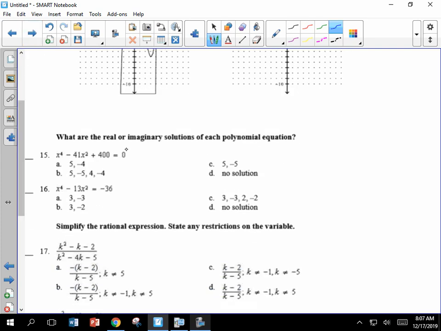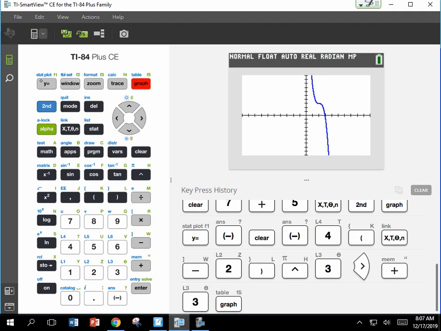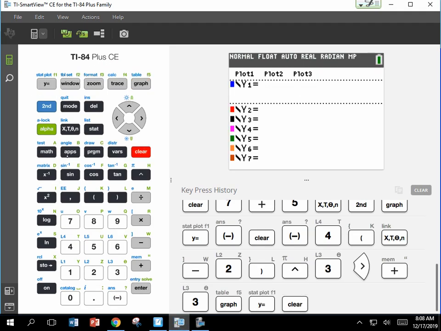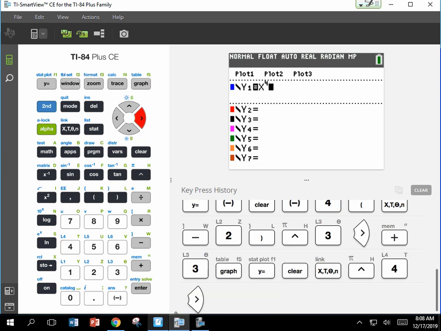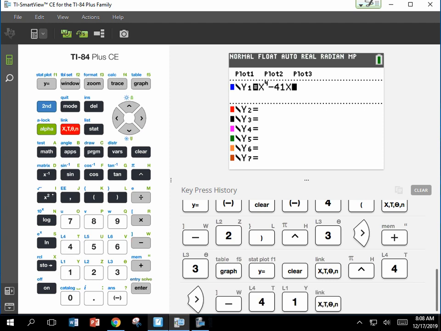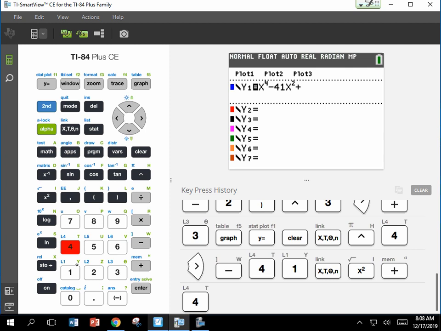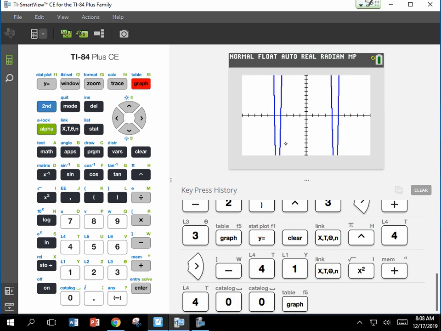15. What you're going to do is find real or imaginary solutions. If it's real, it crosses the x-axis. If it's imaginary, it does not. You don't see it. So looking at this, x to the 4th minus 41x squared plus 400. Putting that into y equals. X to the 4th. Click over, make sure we don't put it in the minus 41x squared plus 400. Hit graph, and then see where it crosses the x-axis.